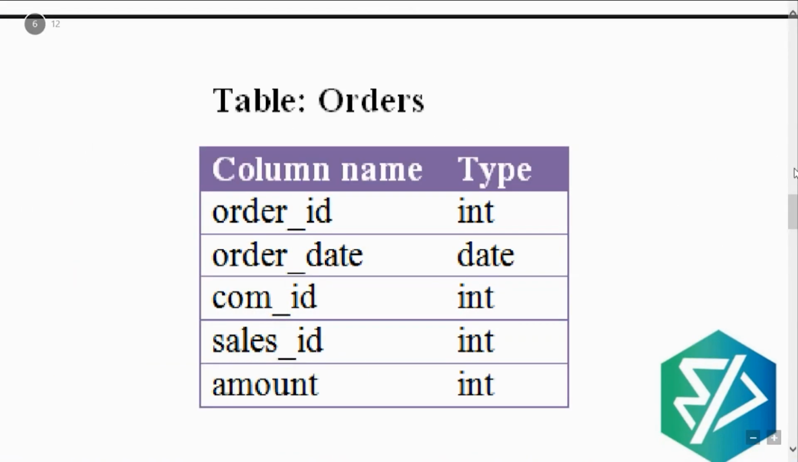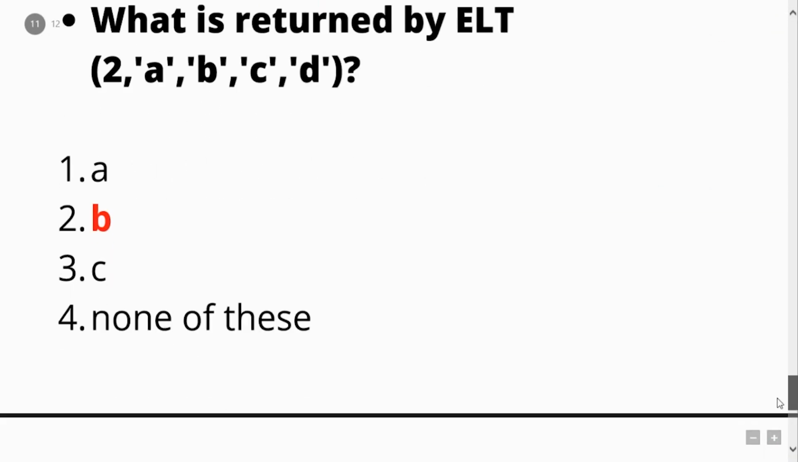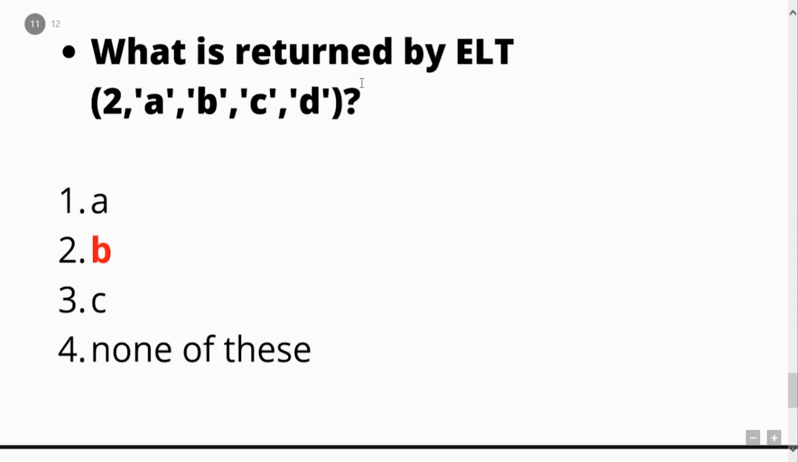So let's see the solution to the quiz that I had asked before starting the question. So this was the question: what is returned by ELT 2, A, B, C, D? ELT in SQL is a function that returns the element that is present at the given position. So here 2 is the position, and this is a list of elements. So it will return the element that is present at the second position. The letter B is present at the second position, so that is why it will retrieve the letter B, which is option number 2. So the answer for this question is B.